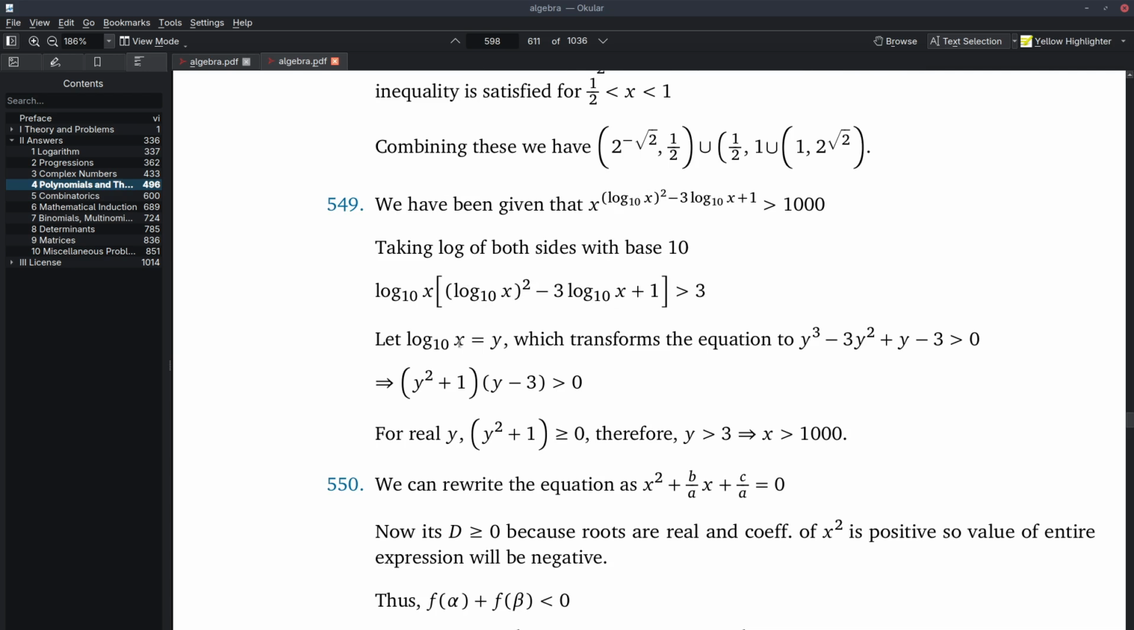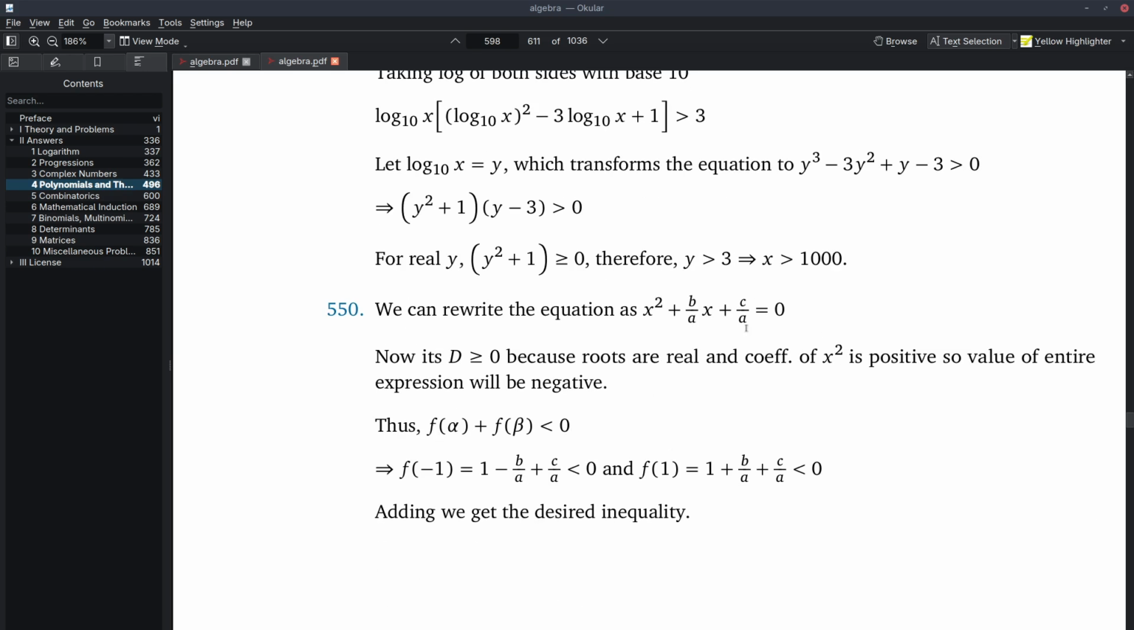We put log x base 10 equal to y, which transforms the equation to y cubed minus 3y squared plus y minus 3 greater than 0. So we factorize this, we arrive at y squared plus 1 into y minus 3 greater than 0. So for real y, y squared plus 1 would be greater than or equal to 0, therefore y greater than 3. So which implies that x is greater than 1000.